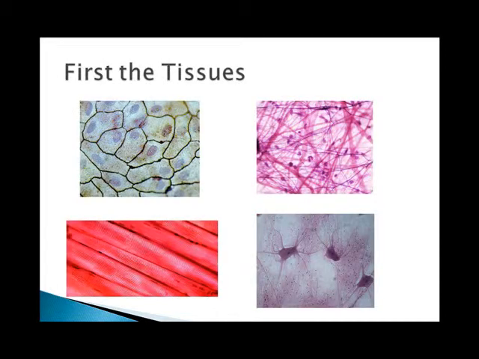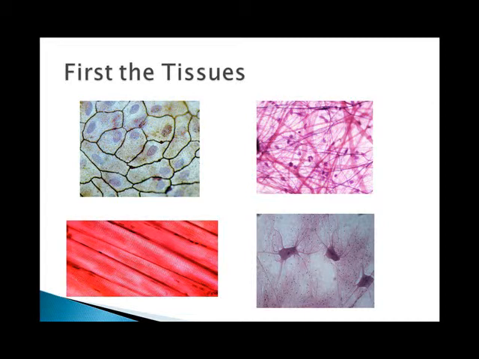We have 4 major types of tissues in our body. We have connective tissues, muscle tissues, nervous tissues, and epithelial tissues. Epithelial tissues are pictured on the upper left. That is simple squamous epithelium. Connective tissues are on the right. That is called areolar connective tissue. On the lower left is an example of muscular tissue, and that muscular tissue is smooth muscle. And on the right is an example of nervous tissue, which consists of neurons and neuroglia or glial cells.